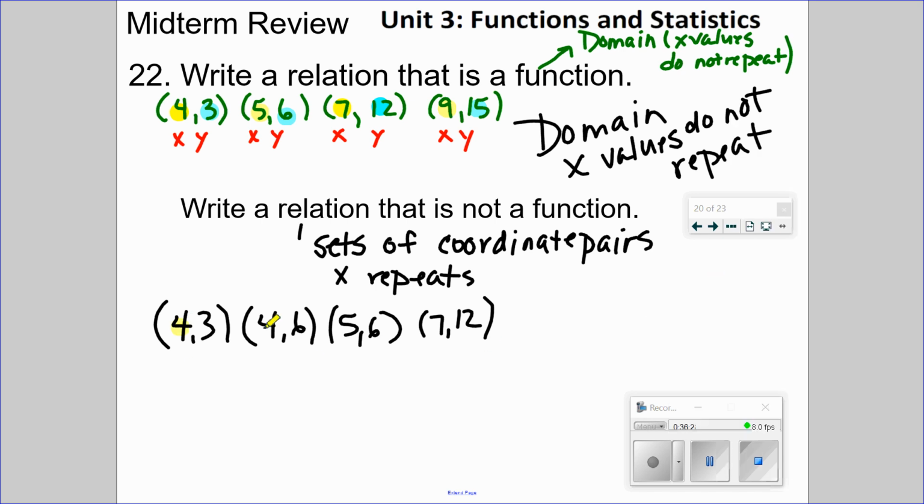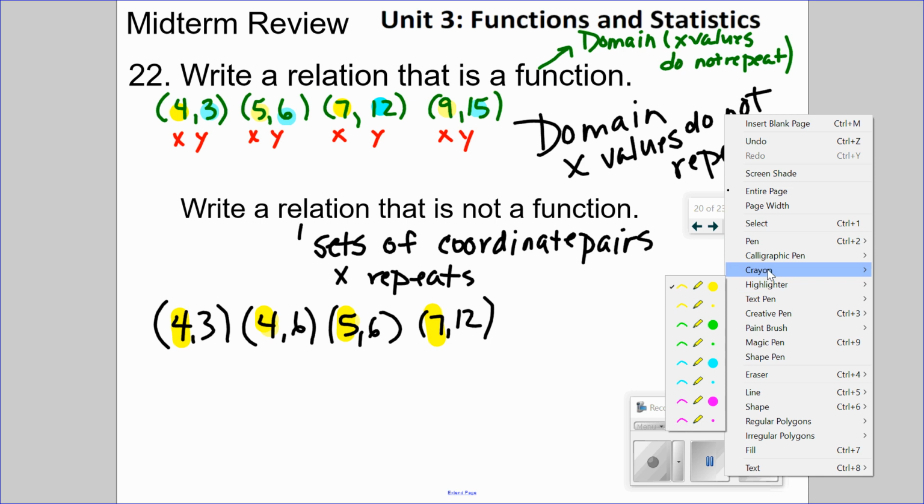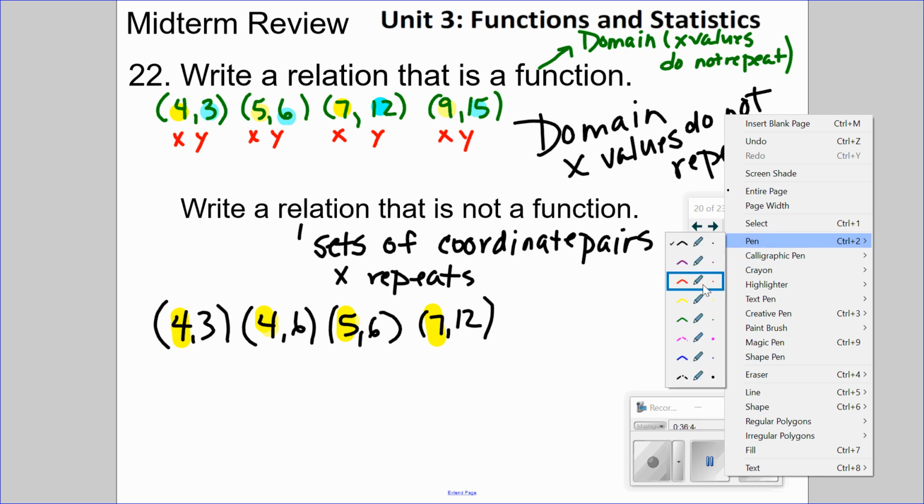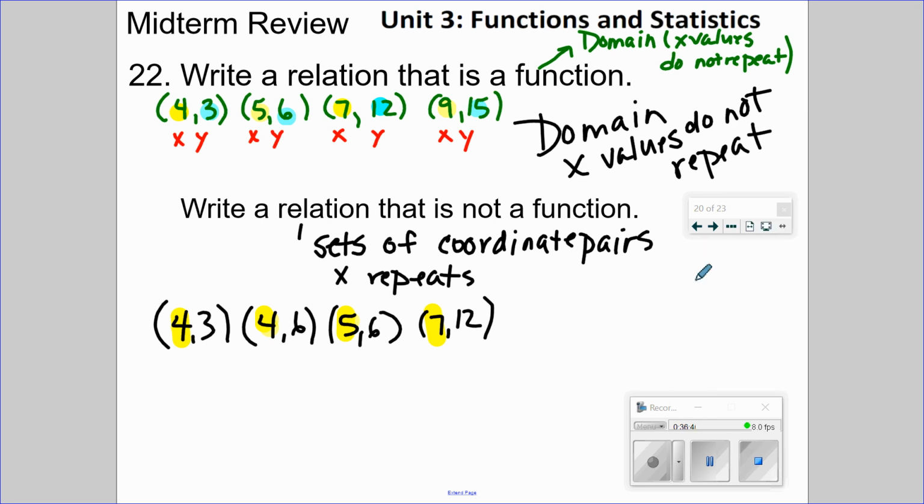I like my x values. Okay. So my domain repeats. I'm going to label them so you could see it better. You have x, y, x, y, x, y, x, y. This is a relation. The domain repeats.